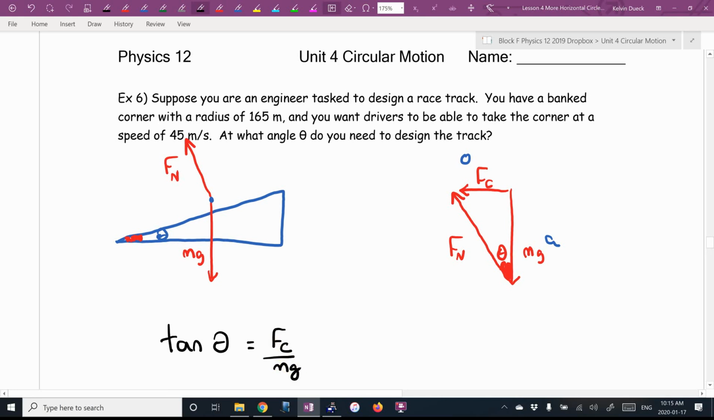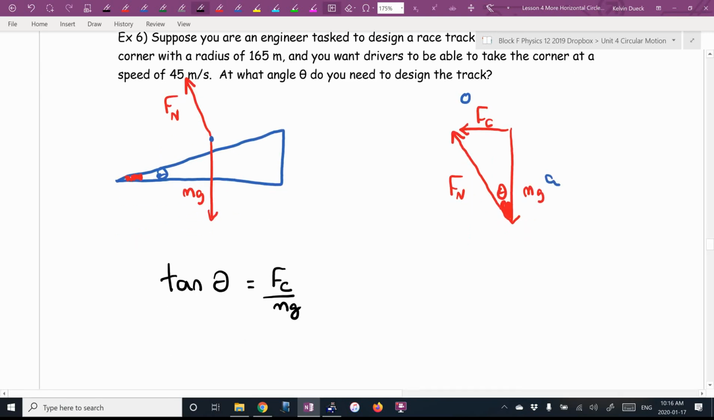Now, last day, we got the FC by itself because we were wanting to find a speed which was hidden inside of the FC. What's this question wanting me to find? I'm going to go shift tan. But I have to tidy up the right-hand side just a little bit first. FC is mv squared over r all over mg.